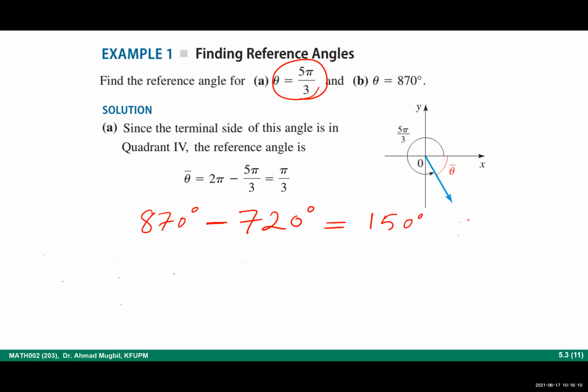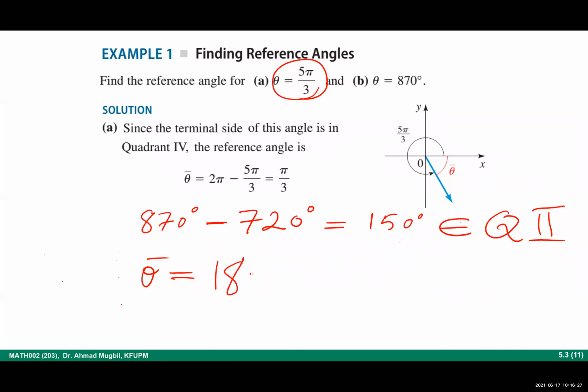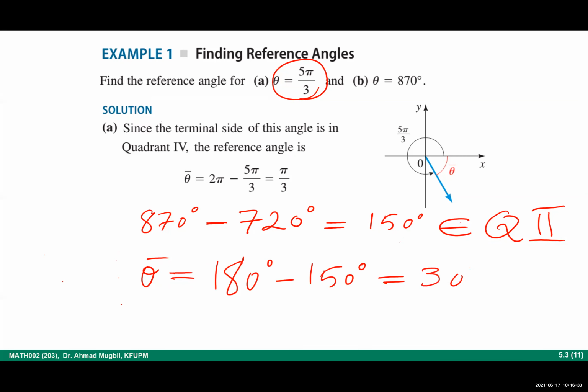Now this one, in which quadrant? In the second, clearly. It is between 90 and 180 degrees. So what will theta bar be in this case? In the second quadrant, it will be 180 degrees minus 150 degrees. So this is equal to 30 degrees. The reference angle of this angle is 30.